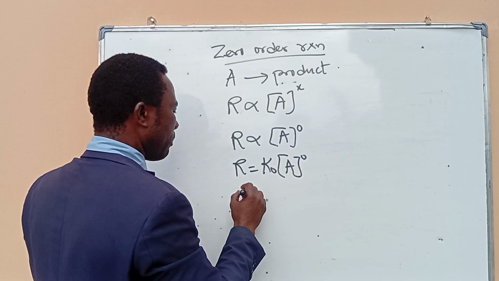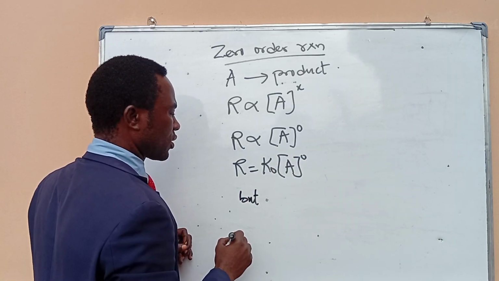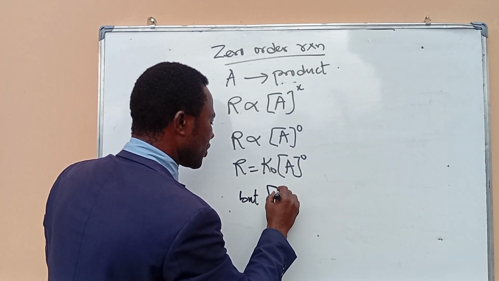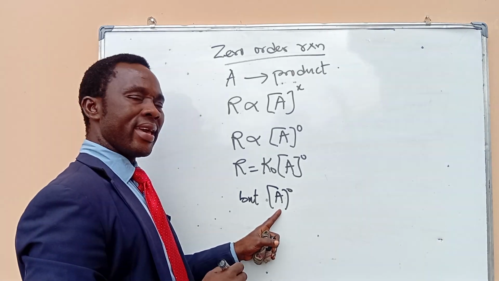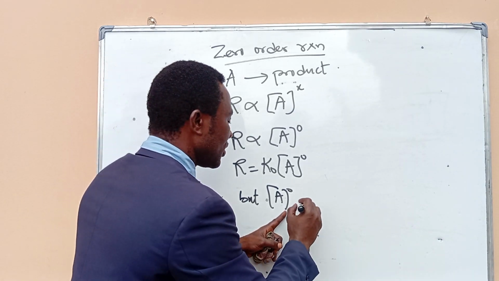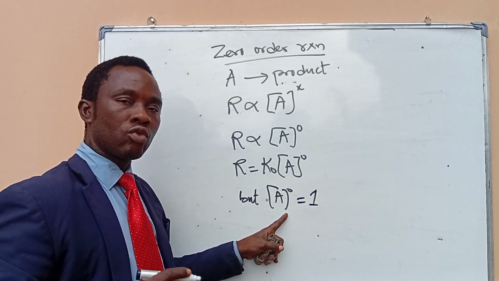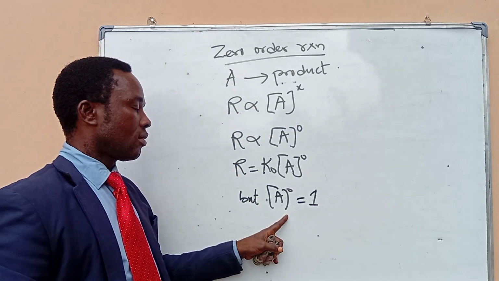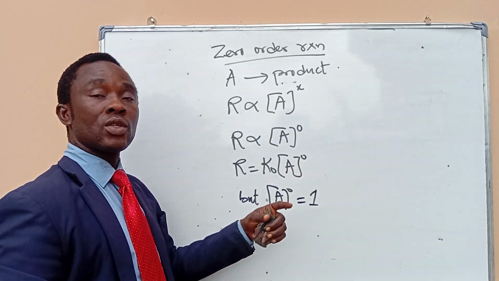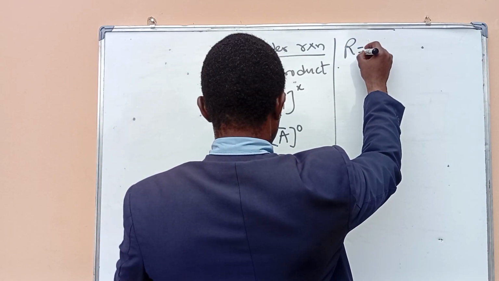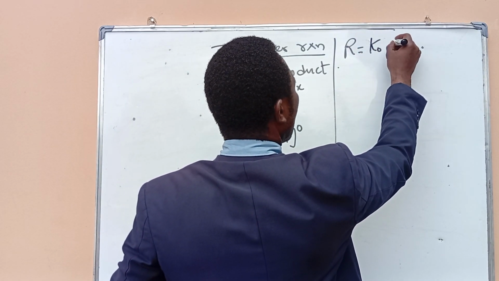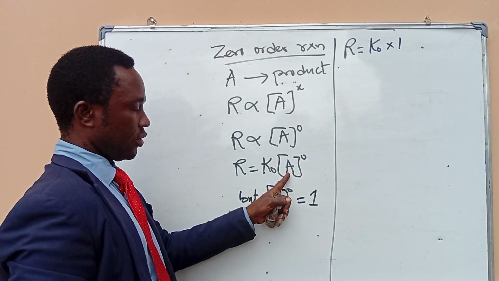Now, but we know that A raised to the power 0, or any number or anything that is raised to the power 0 in indices, is equal to 1. So 2 raised to the power 0 is 1. 5 raised to the power 0 is 1. So A raised to the power 0 is 1. That means that my rate of reaction will be equal to K0 multiplied by 1.